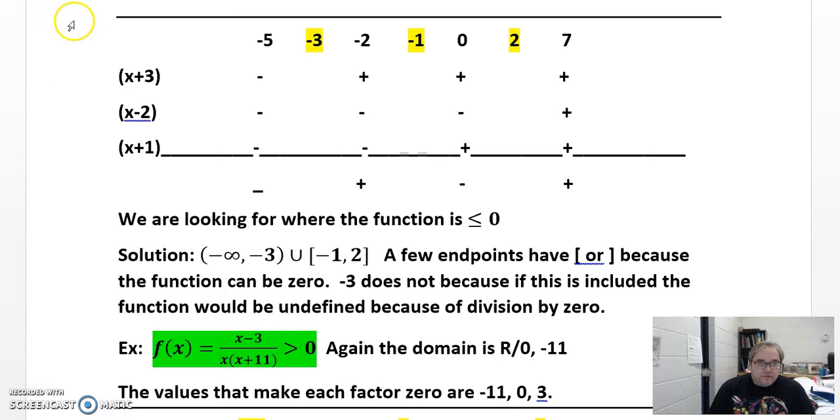It's negative from negative infinity clear up to negative 3, but I can't include the negative 3 because it's not in my domain. So that's why I have a parenthesis. Union with, well, negative 1 and 2, I do include, because if I plug either of those in, it will make it equal to 0. So my whole solution is this interval notation I have right there.